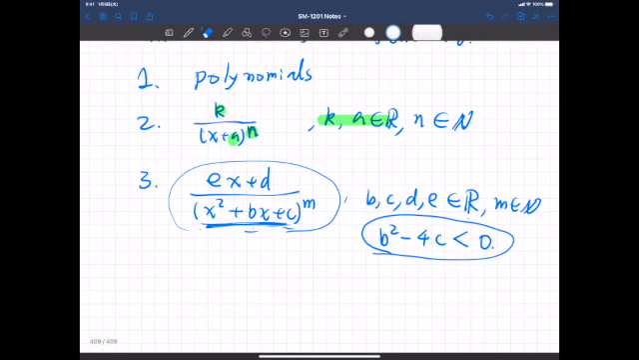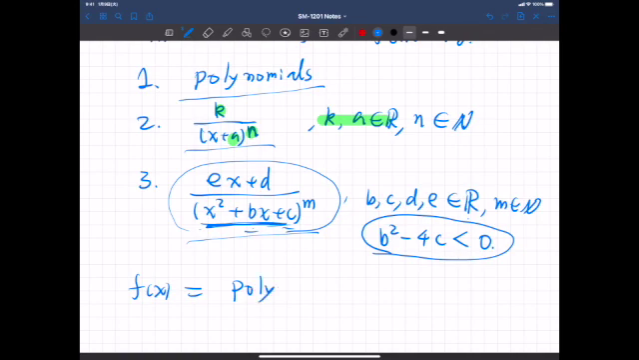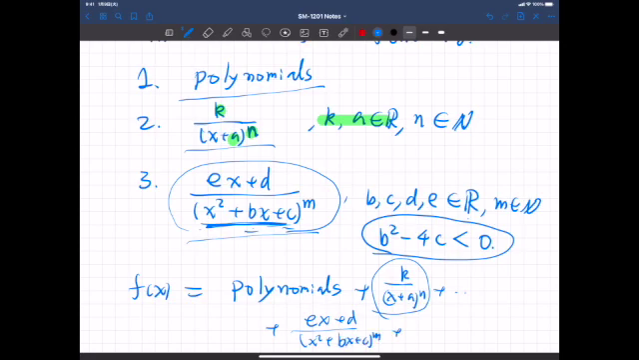So if we have a rational function, let's say f of x, this can always be decomposed into a sum of these. Okay, so that will be polynomials plus something like this. Now, there can be multiple terms of this form. Okay, and also multiple terms of this form. Okay, so we don't prove this here, but we will use it to calculate integrals of rational functions.